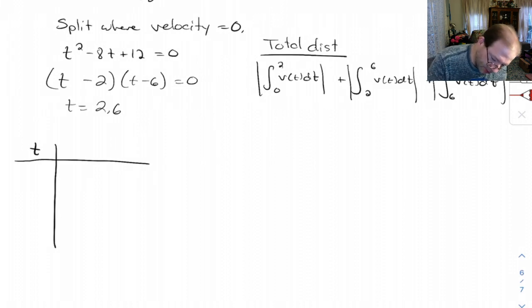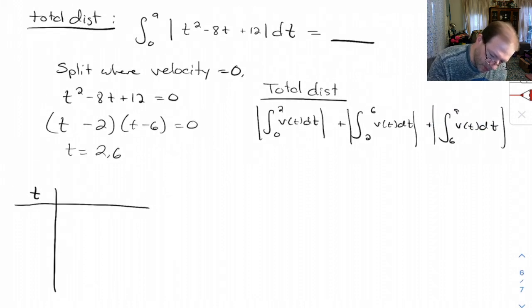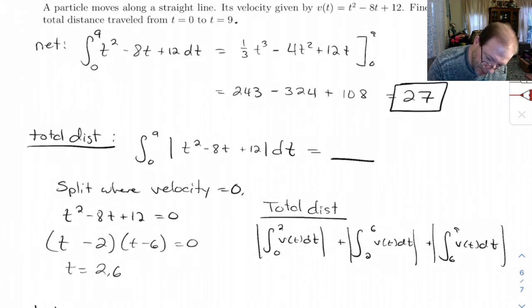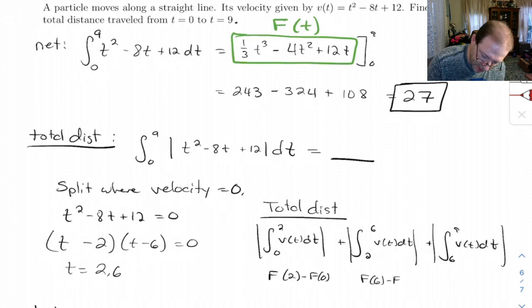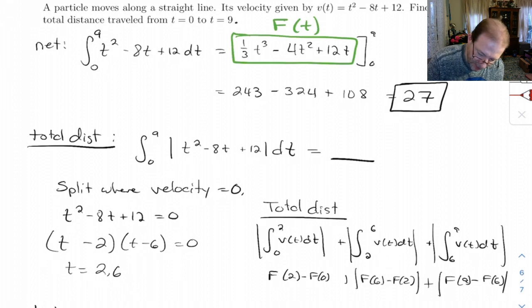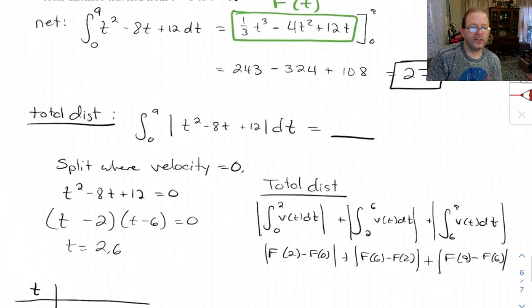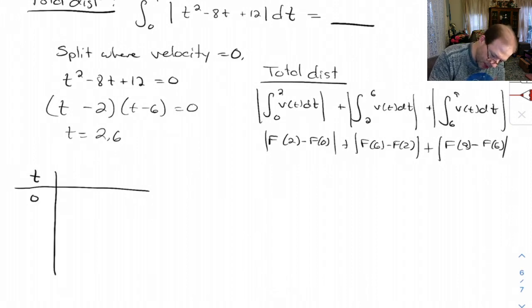So what we need here is to evaluate the antiderivative, which we found up here. This right here, I'm going to call that big F of t. We need to find big F of 2 minus big F of 0, then big F of 6 minus big F of 2, then big F of 9 minus big F of 6, and add all that stuff up. So I'm going to calculate big F at the places we need: 0, 2, 6, and 9.